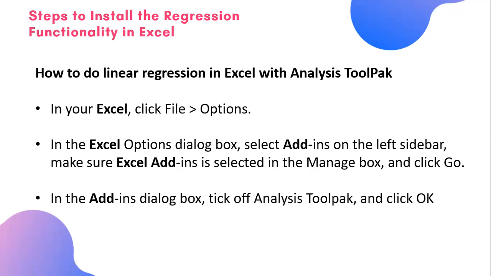So in many Excel packages, regression functionality doesn't show up automatically. You need to add it in. It's free to do that, but basically you have to go in Excel and click File and go under Options. And once the Options dialog box opens, click on Add-ins, and make sure Excel Add-ins is selected. Go into the Manage box, click Go, and within the add-ins, you have to choose the Analysis Tool Pack. And then you click OK.